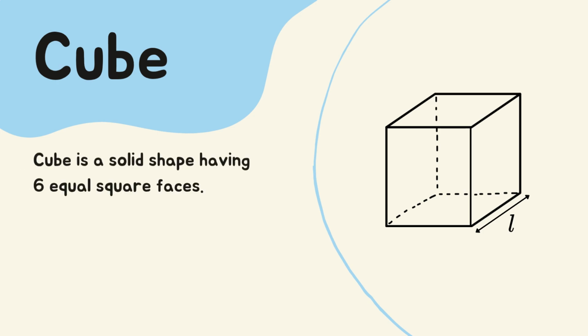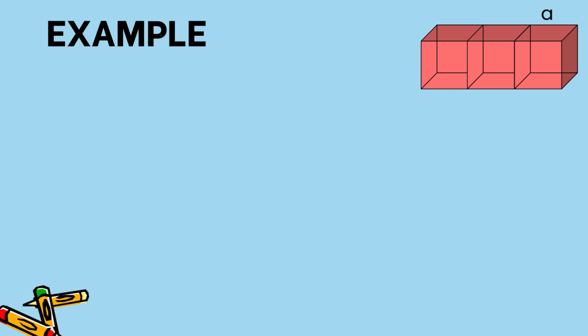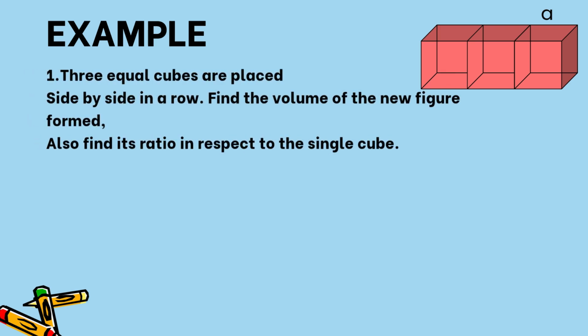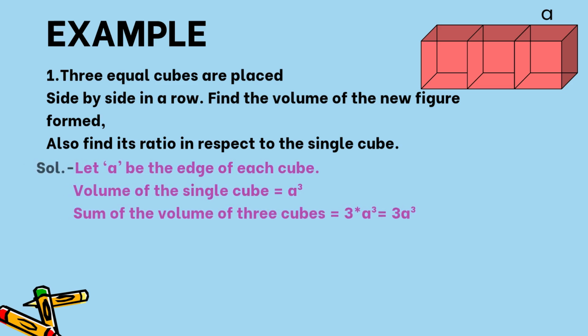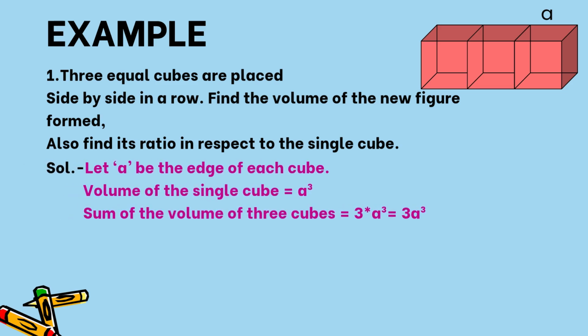Now, let's explore the cube again. We know a cube is a solid shape having 6 equal square faces. To find the volume of a cube, we use the formula V equals L cubed. Here's another example. Imagine there are 3 equal cubes placed side by side in a row. We need to find the volume of the new figure formed and also its ratio with respect to the single cube. Let's say A is the edge of each cube.